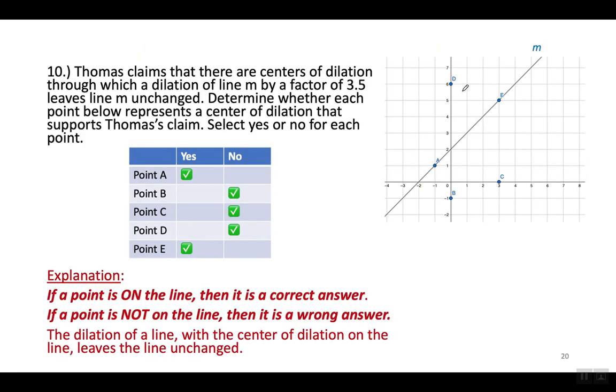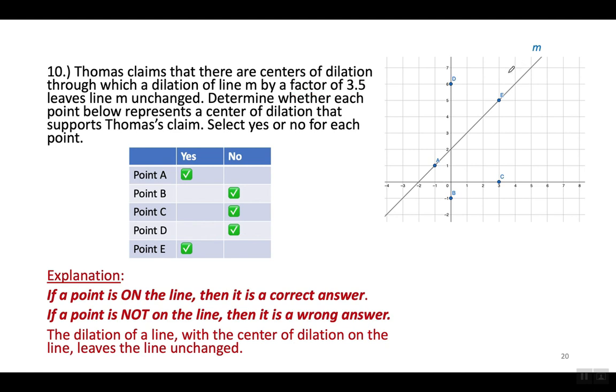Alright, so with that in mind, I didn't mean to put the answers here, but whatever, let's look at it. Thomas claims that there are centers of dilation through which a dilation of line M by a factor of 3.5 leaves line M unchanged. Before I continue, hey, this is where it comes into play. Do you understand what you're reading? Because if you understand what you're reading, this whole thing about a factor of 3.5, they could put a factor of 1 million or 99.22 or whatever. It doesn't make a difference what the factor is.